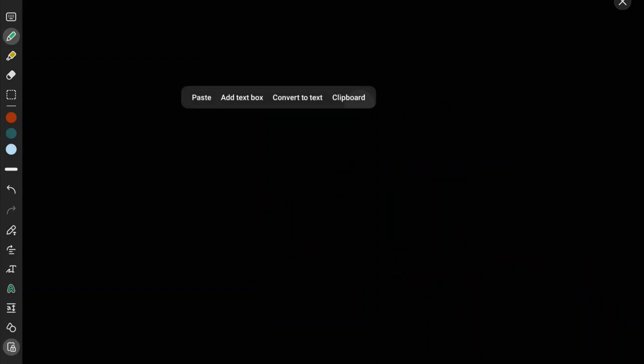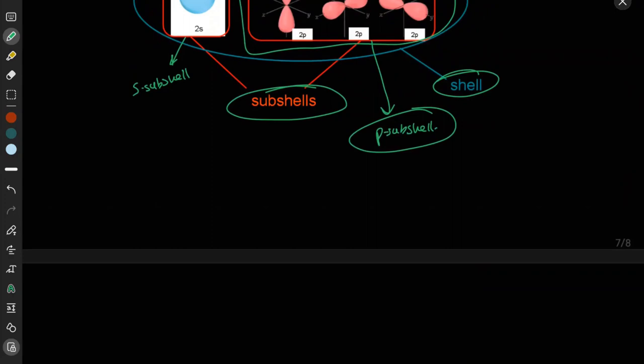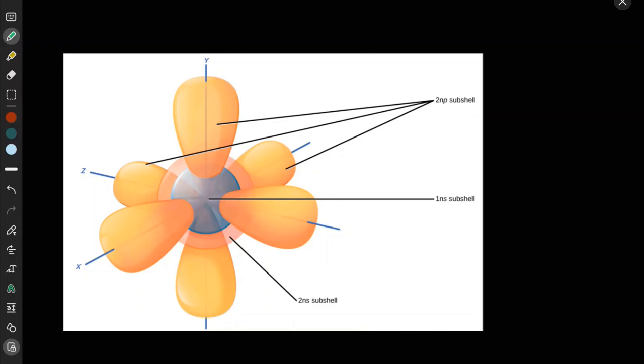Okay, so let's look at this guy right here. Here we have the same organization, the same sort of three-dimensional depiction of the orbitals. So we have the 1n S subshell, which means it's a subshell within the first shell, and that's this thing in blue right here. Now outside of that blue, we're going to have the second energy shell. So we have the S subshell within the second energy shell, and we have the P subshell within the second energy shell. Let's look at the S subshell first.